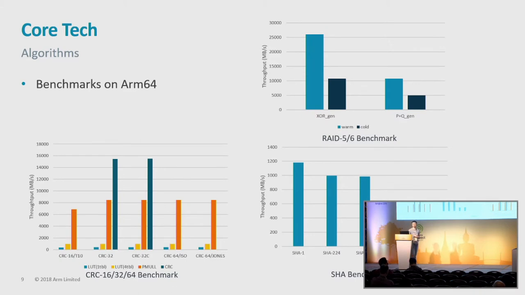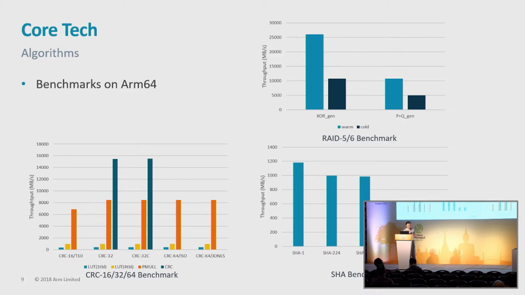Here are some simple micro benchmarks for CRC, RAID, and SHA on ARM servers. For CRC, we have three implementations, including one lookup table, four lookup table, and PMULL-based implementations. And for these two columns, they are implementations using specific CRC32 instructions. So we can see that the PMULL implementation can achieve about 9 times compared to the generic four-table implementation. And the specific CRC instructions can achieve even 15 times faster.